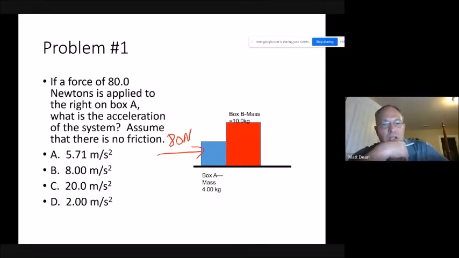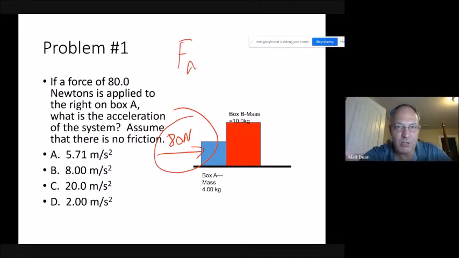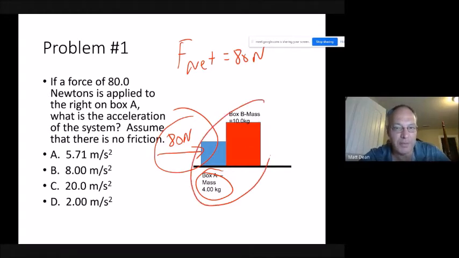So if we push on that box with 80 newtons, vertically, we've got the weights acting downward of both boxes, and we have a normal force acting upward on both boxes. So vertically, there's no net force. Well, there's no frictional force in this case, which means the only horizontal force is this 80 newton force. So the net force is 80 newtons. Now that net force doesn't just act on the 4 kilogram object, because the 4 kilogram object is against the 10 kilogram object. That 80 newtons acts on the whole system.